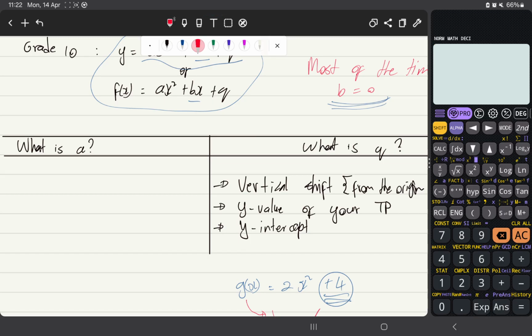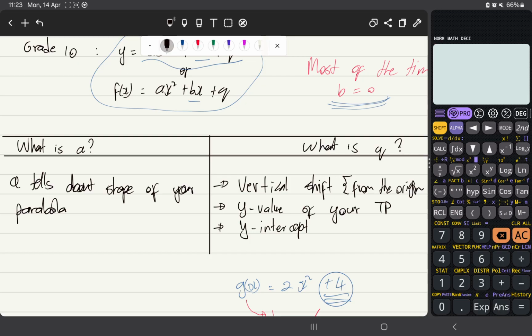So this is q, guys. Let's talk about a. A is very simple. Maybe let me not say gradient. Let me accurately say that a tells us about the shape of your parabola, right? A tells us about the shape of your parabola.